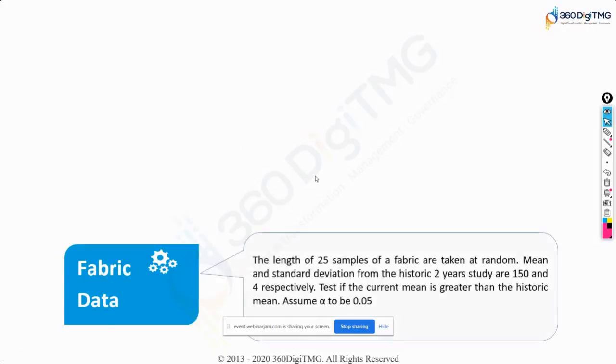So I'm basically talking about one example here, fabric data. The length of 25 samples of a fabric are taken at random. Mean and standard deviation from the historic 2-year study are 150 and 4 respectively. Test if the current mean is greater than the historic mean. Assume alpha to be 0.05. Alpha is the significance level. It's basically called the chance of going wrong.